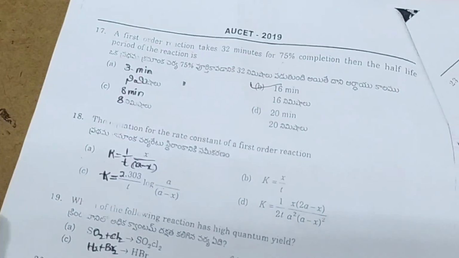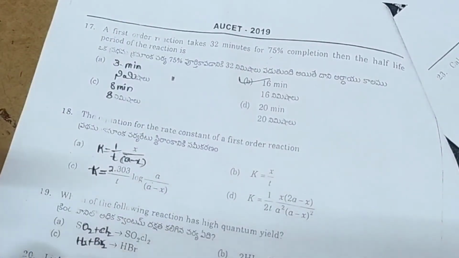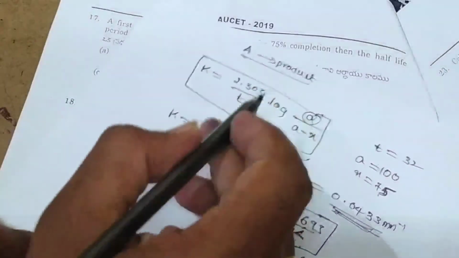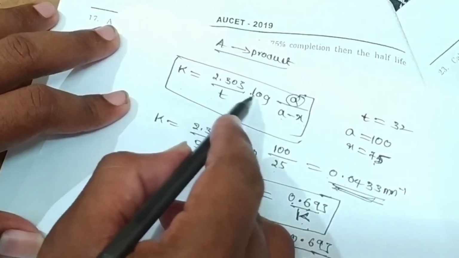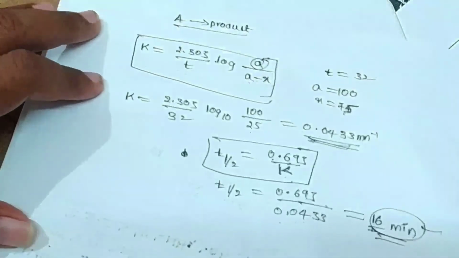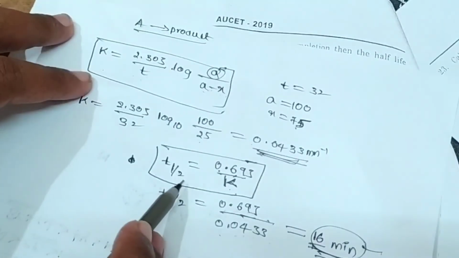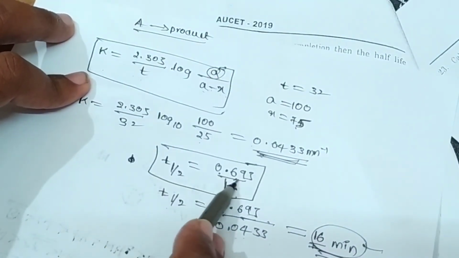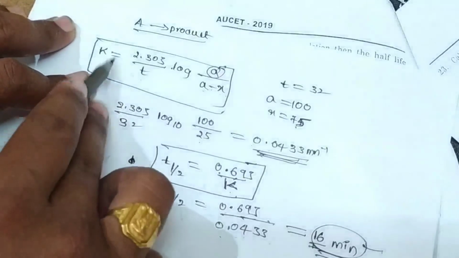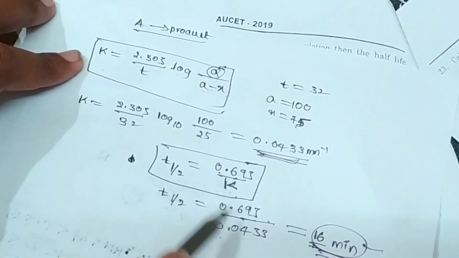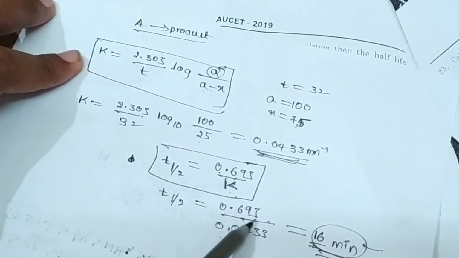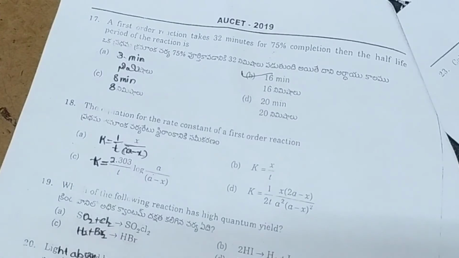Okay friends, first of all, the equation given for first order kinetics is K is equal to 2.303 by t into log a by a minus x, and then find out the rate constant value K. For first order kinetics, t1/2 is equal to 0.693 by K. The K value is substituted in this term. What happened there? 0.693 by 0.0433 is equal to 16 minutes. Okay friends, option B is the correct answer.